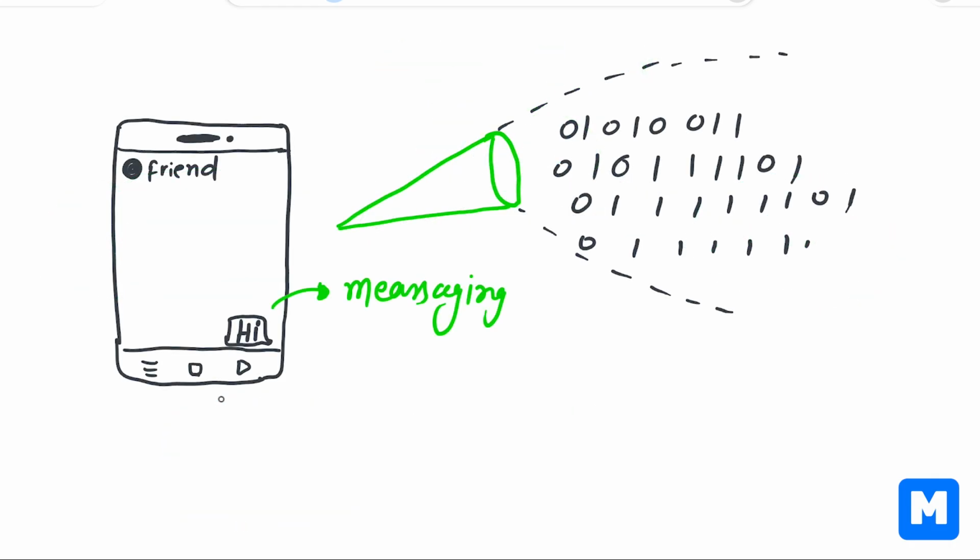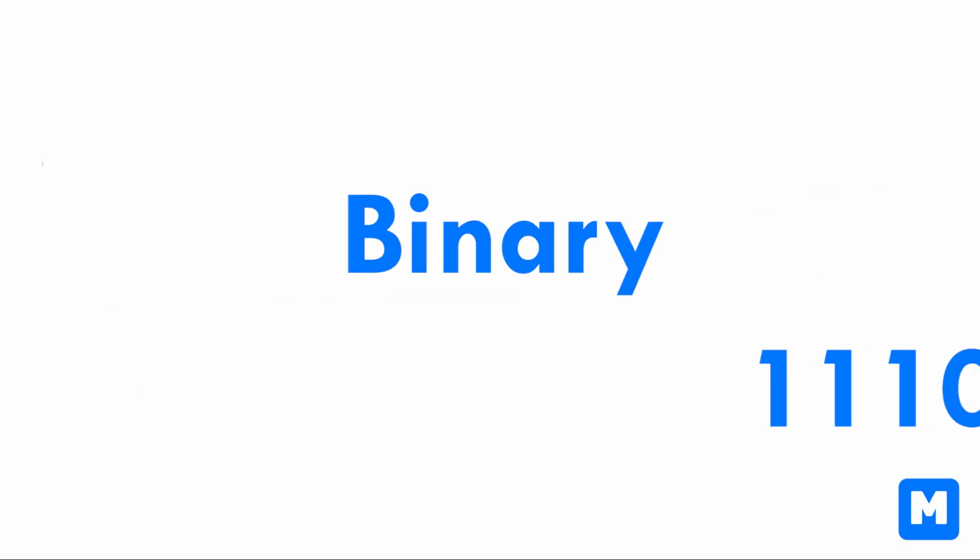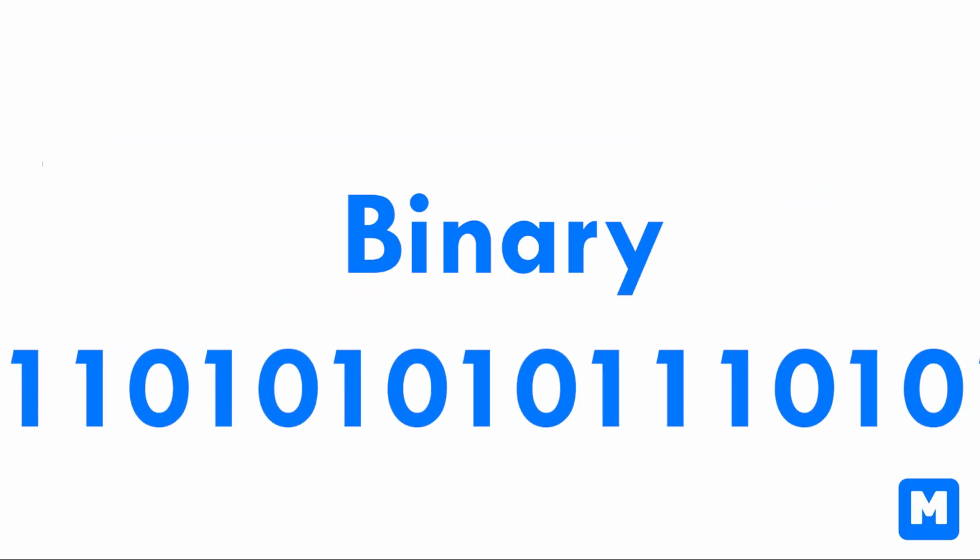Next time you send a text, just remember you are actually sending a massive invisible parade of switches flipping on and off at the speed of light. I hope you have understood the significance of binary.